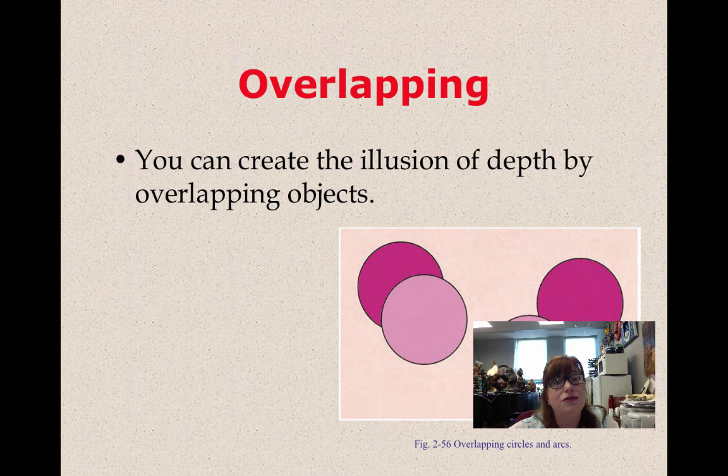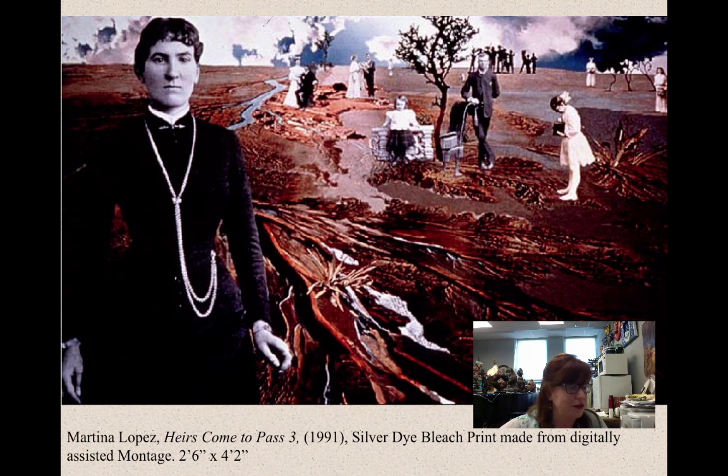So we can create the illusion of depth by overlapping objects. Here we have overlapping circles and arcs. And then you can also create an illusion of depth by the principle that things that are closer to us are larger and things that are farther away are smaller. As you can see here, this is a silver dye bleach print made from a digitally assisted montage. So it's kind of like collage, but it's all the same material, and it was probably done in Photoshop.